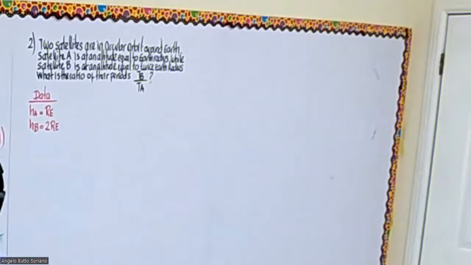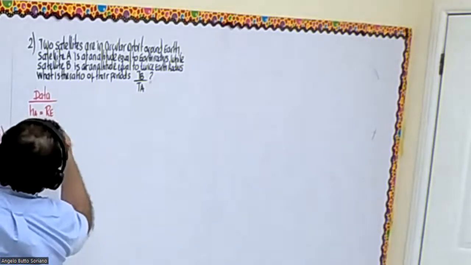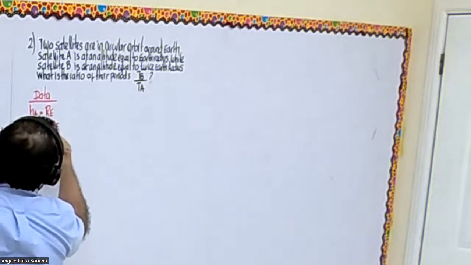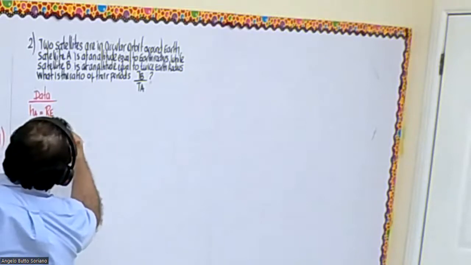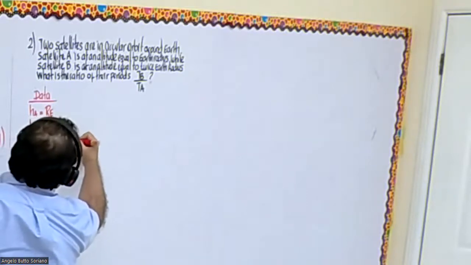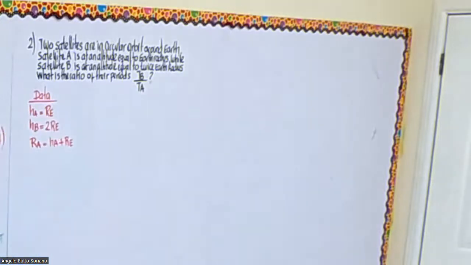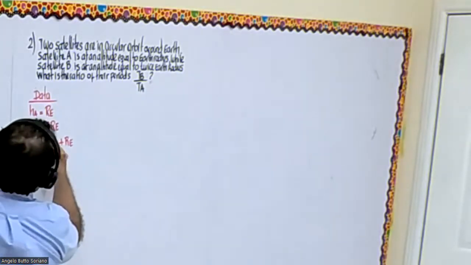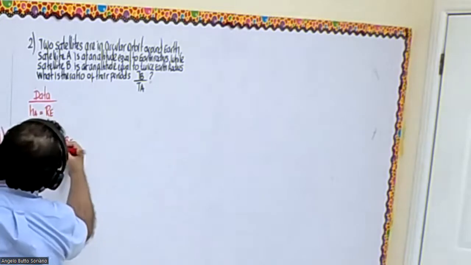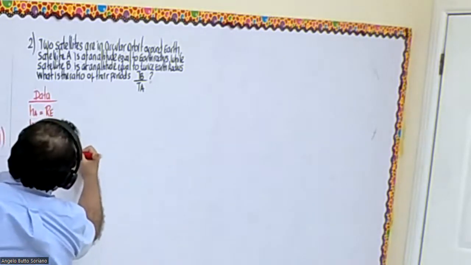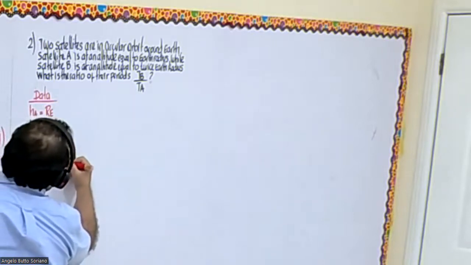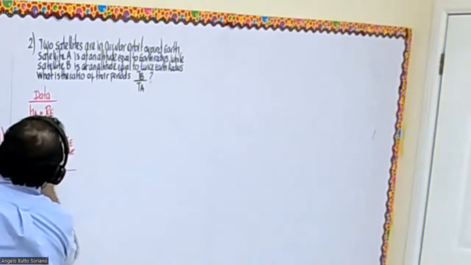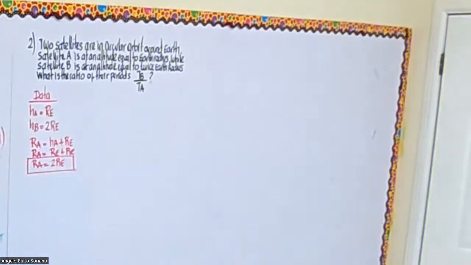So if you really want to know what will be the radius of satellite A, remember the radius of satellite A is equal to the altitude A plus the radius of the Earth. Because the problem says the altitude A equals the radius of the Earth, the radius A will be twice the radius of the Earth. This is for one side.